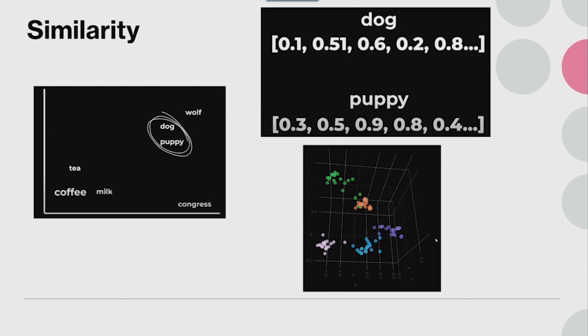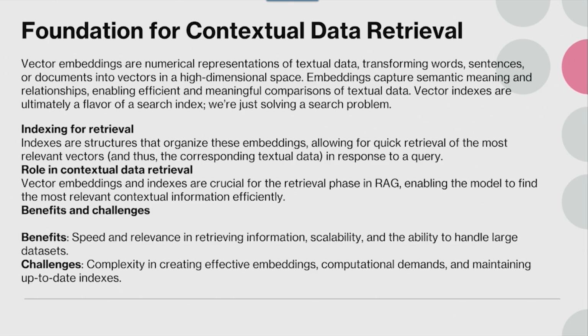That is the dog at the top, 0.1, 0.51, 0.6. All the 1536 or the 3072 dimensions, based on the model, will be looking like that. The foundation for contextual data retrieval, again, we talked about the indexing for retrieval. The role in contextual data retrieval, I talked to you about the benefit, which is the speed and relevance in retrieving information. You don't have to be exact.